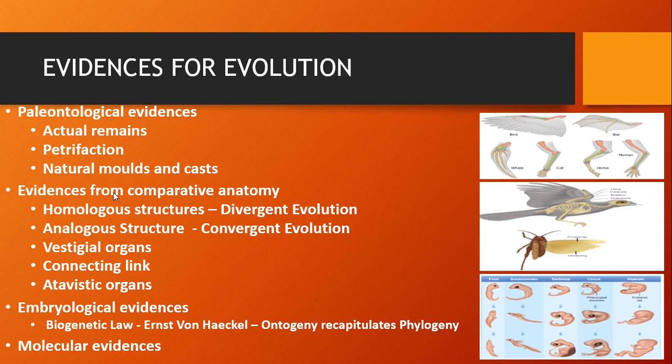In embryological evidences, we compare the various types of embryos of organisms, starting from the lower organisms up to the human being also. That is embryological evidences. Then molecular evidences is nothing but we provide evidences for the evolutions by means of amino acids or DNA or RNA, etc. So we are going to discuss this next.